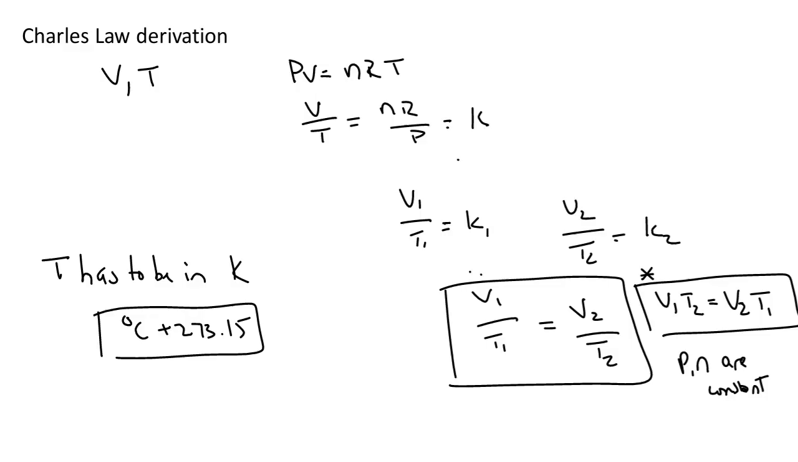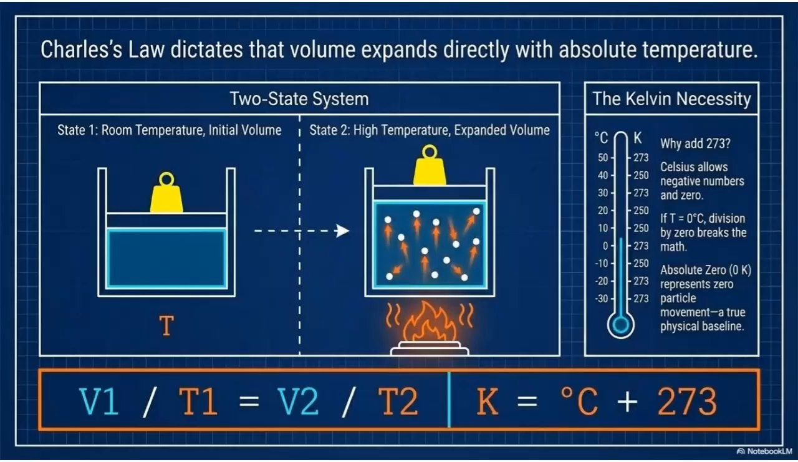Okay, so let's look at it a little further. I have my container at the beginning, the same pressure. I have my molecules inside at a specific volume and specific temperature. I increase my temperature, the volume increases. So Charles' law, when I relate volume and temperature, if the volume goes up, the temperature goes up. If the volume goes down, temperature goes down.